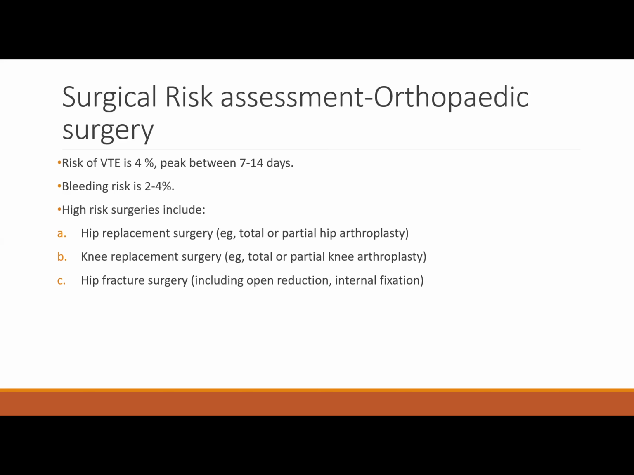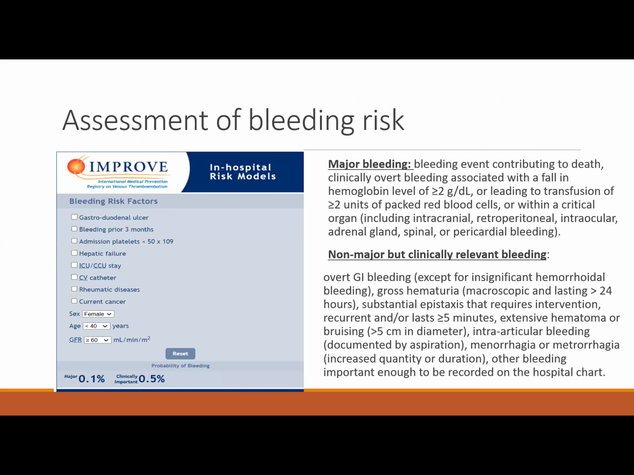Coming to the orthopedic surgical risk assessment, this is the most important cohort where VTE prevention is very important, and the peak incidence is between 7 to 14 days, and they are also at higher risk of bleeding events. The high risk orthopedic surgeries include hip replacement surgery, knee replacement surgery, and hip fracture surgery. All these are considered high risk. The rest of the orthopedic surgeries are considered low risk as per the risk assessment model. Now we know about the medical, surgical, and orthopedic surgical risk.